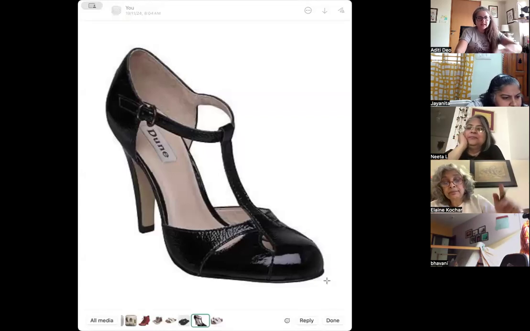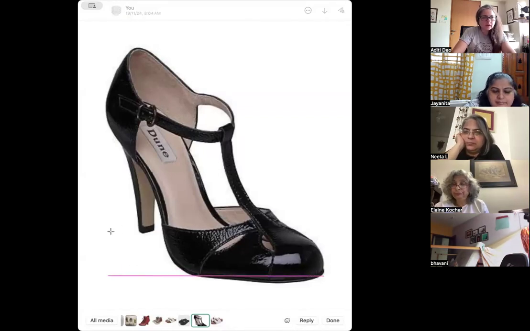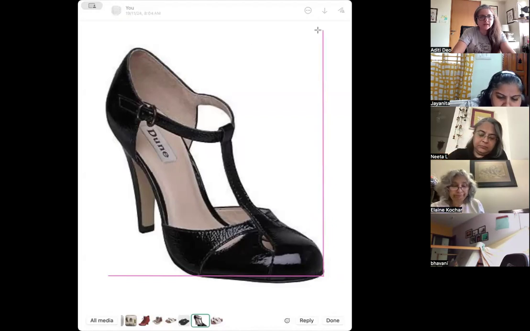Okay, so let's start with our horizontal lines. So here again, you will notice how we will perceive that the heel is at the same spot as the toes because that's how our brain thinks.